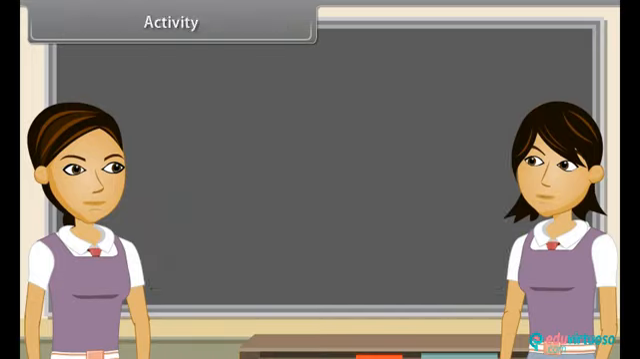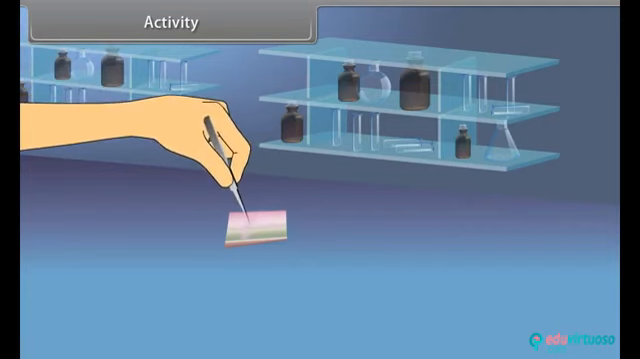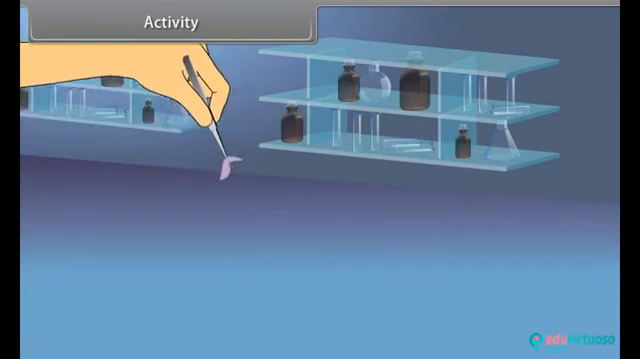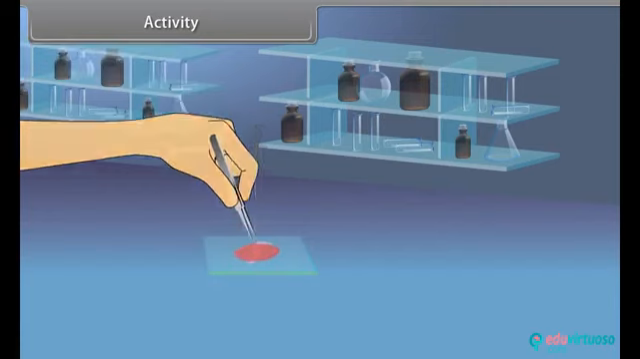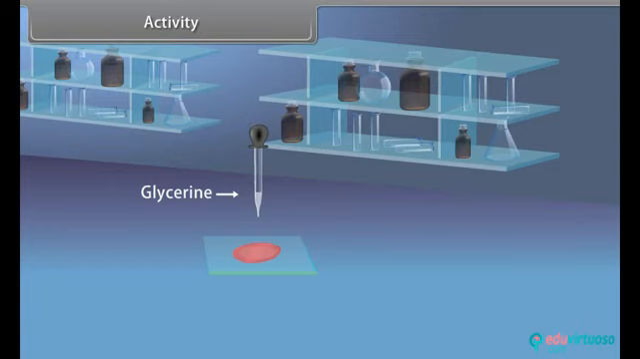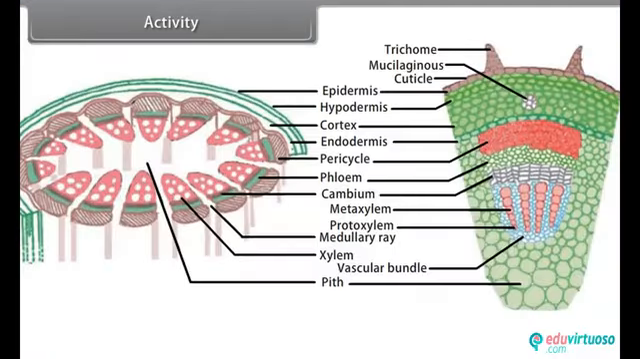Activity. We can see by an activity that there are different types of cells in plants. Take a plant stem and cut its thin section. Then stain it with safranin and keep it on a slide with a drop of glycerine and cover it with a cover slip. Observe it under a microscope. We can see various types of cells and their arrangement.